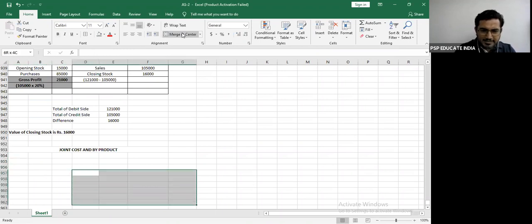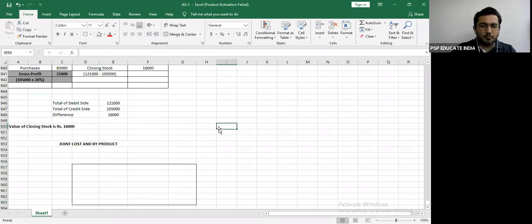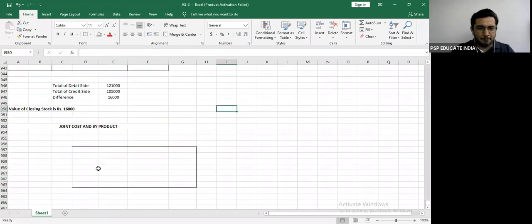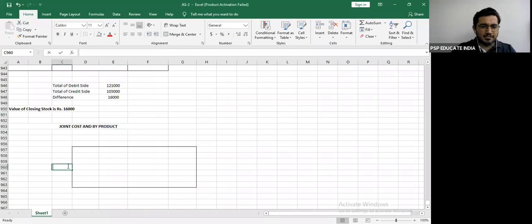Let me make an easy example for you. Suppose this is your machinery. This is your input of raw material.